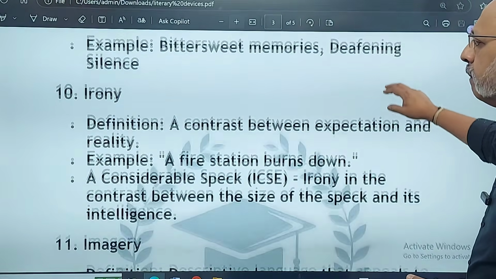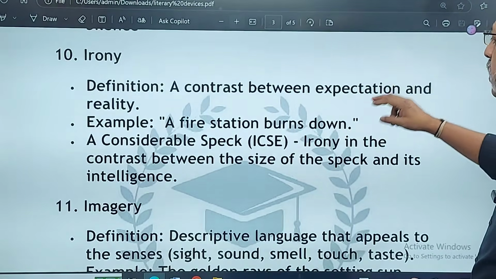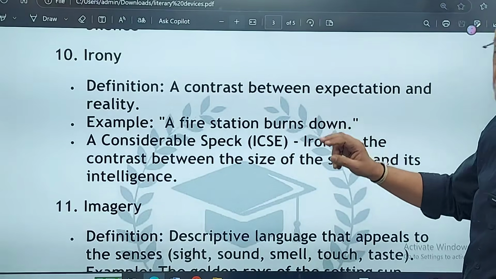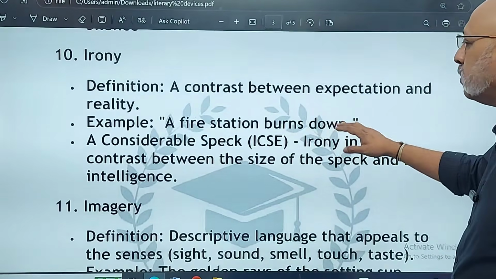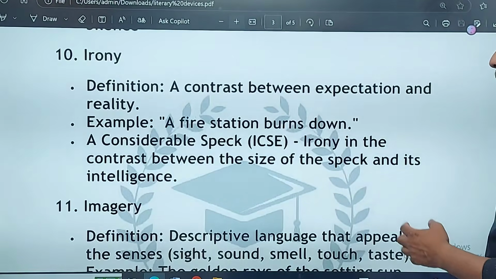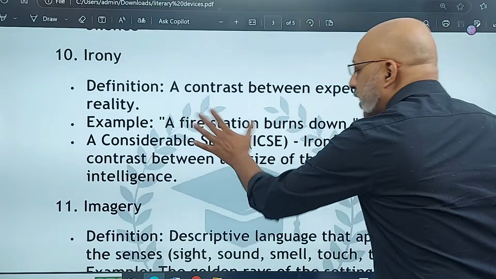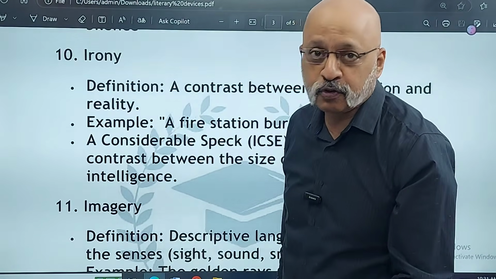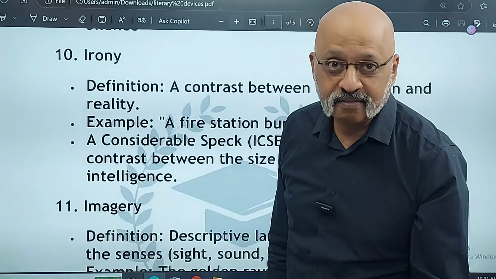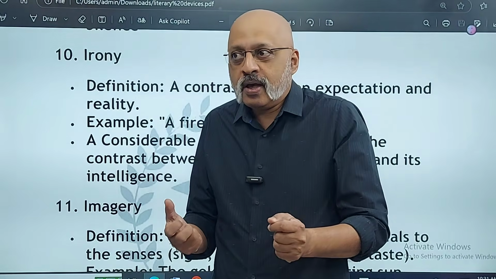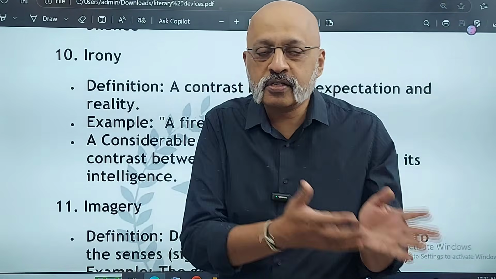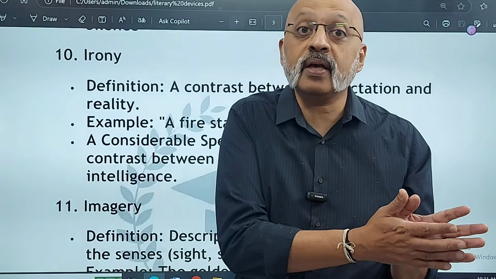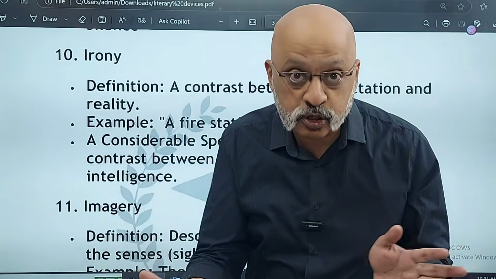Irony. The definition: a contrast between expectation and reality. A fire station burns down, right? Now, you don't expect a fire station to catch fire, right? I mean, that would be the ultimate irony, right? So that's what it's called. It's very ironic that something like this happened because this is something which is completely unexpected.